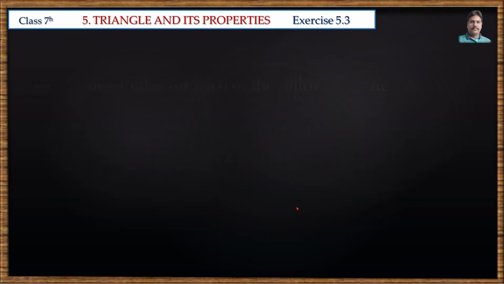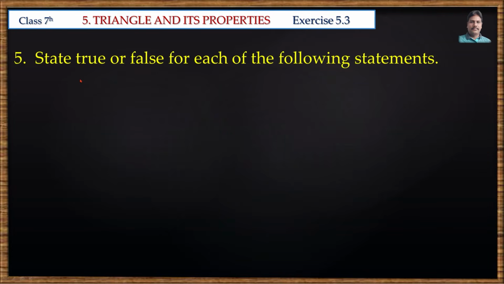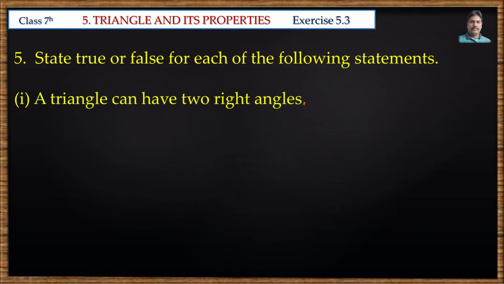Fifth bit, state true or false for each of the following statements. ఇచ్చిన స్టేట్మెంట్స్లో ఏది ట్రూనో ఏది ఫాల్సో చెప్పమని అంటున్నారు. The first statement is, a triangle can have two right angles. ఒక ట్రయాంగిల్లో రెండు రైట్ యాంగిల్స్ ఉండవచ్చు అని అంటున్నాడు.